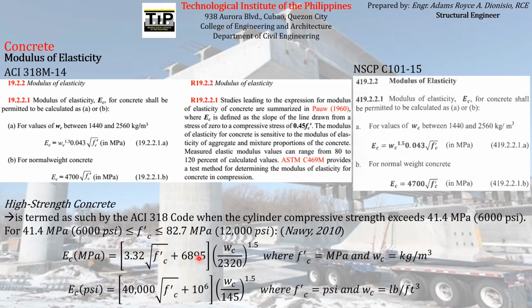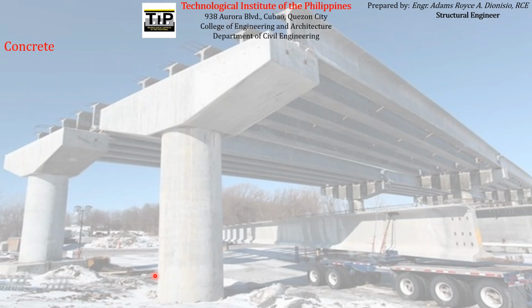You have to observe again that the formula is also dependent on the weight of the concrete and the compressive strength of the concrete. Talking about the relationship between the modulus of elasticity and the compressive strength, as I mentioned, the magnitude of the modulus of elasticity is mainly dependent on the compressive strength of the concrete. So meaning if we have a different compressive strength, there is a different modulus of elasticity for that particular concrete.